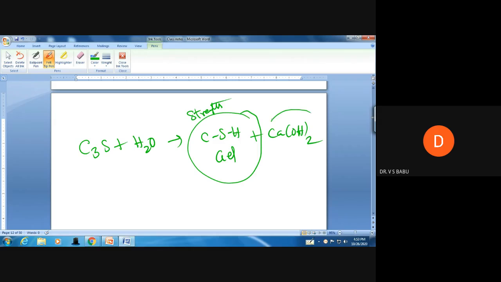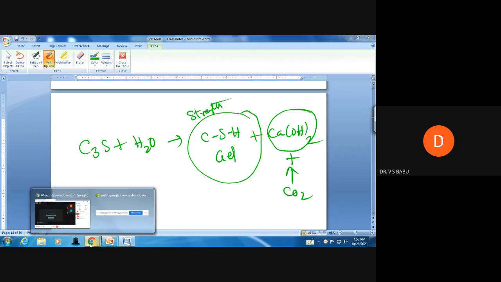This is the waste. Generally, carbon dioxide will attack this. By attacking, it will form calcium carbonate, that means CaCO3 formation. Sometimes, leaving this aside, it will also attack the strength phase.